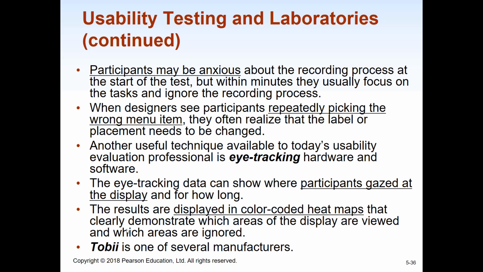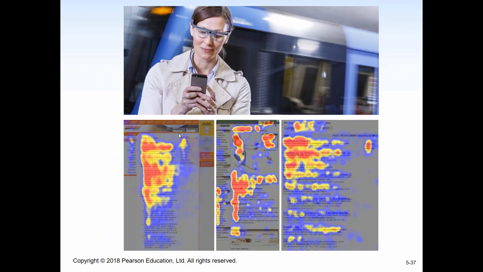The results are displayed in color-coded heat maps from that hardware or software that clearly demonstrate which areas of the display are viewed and which areas are ignored. Tobii is one of several manufacturers who develop eye tracking hardware and software. This is an example. Those red areas are the areas where the users focused more while interacting with that interface.